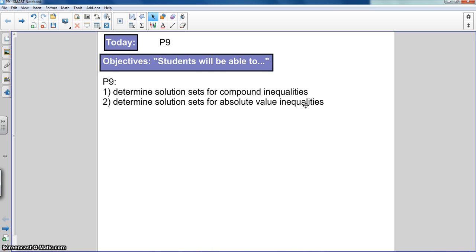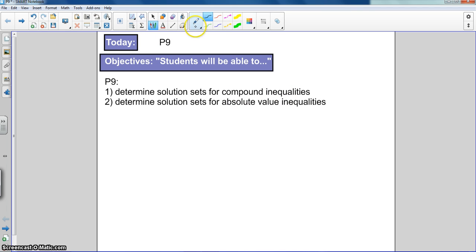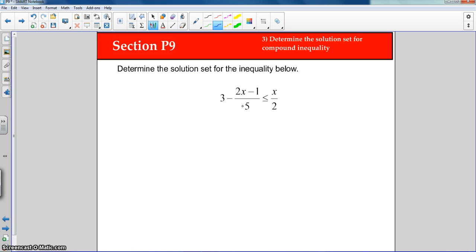And in this video in particular, we're going to talk about just compound inequalities, and then in the next video we're going to talk about when we introduce absolute values into inequalities. Alright, so let's go ahead and begin. Here's our first example, and we want to determine the solution set.